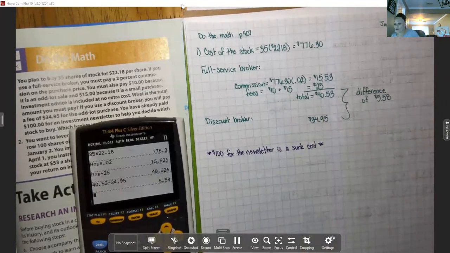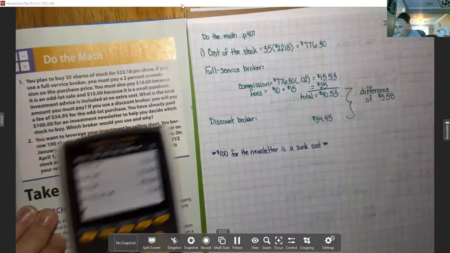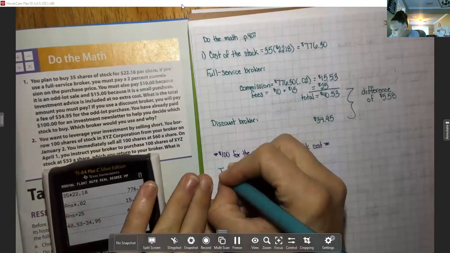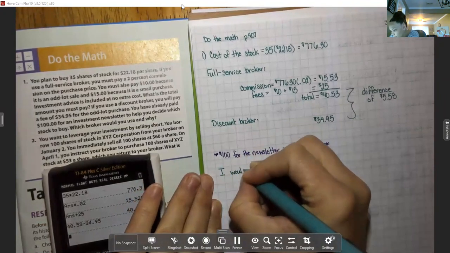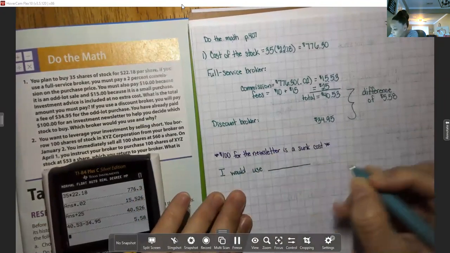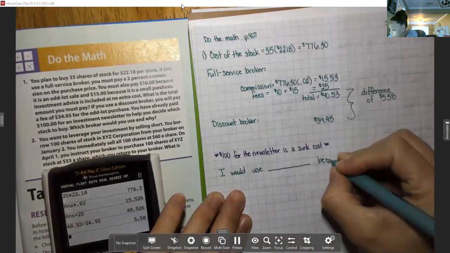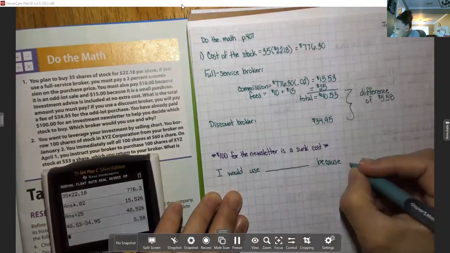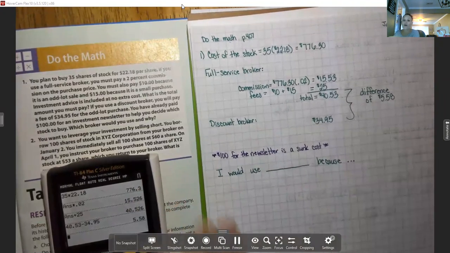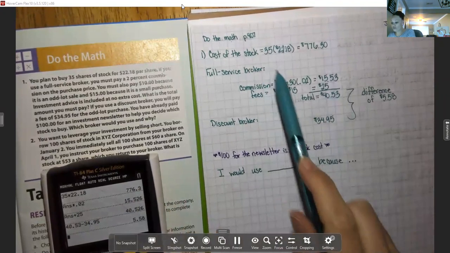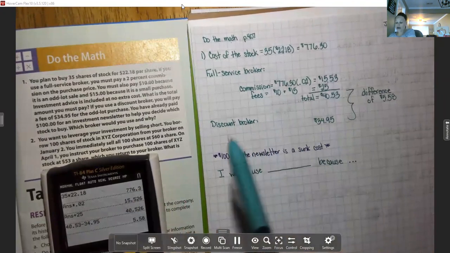So we need to answer the question: Which broker would you use and why? I would use blank because blank. So there's no right or wrong answer. Well, the wrong answer would be not answering the question. You can't answer it wrong, but you can say the full service broker or the discount broker.